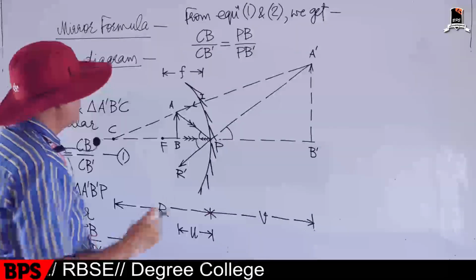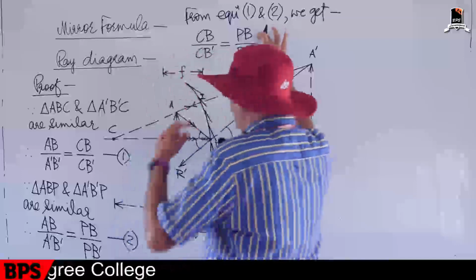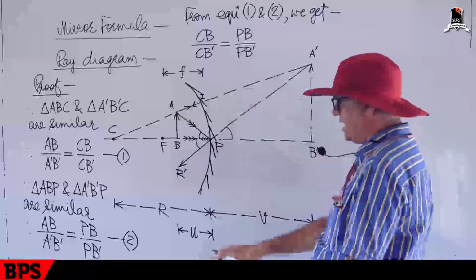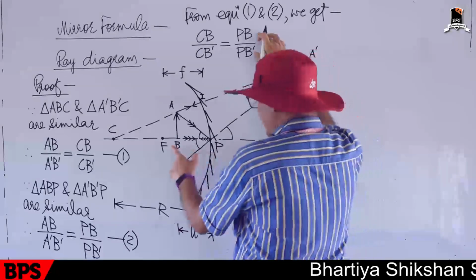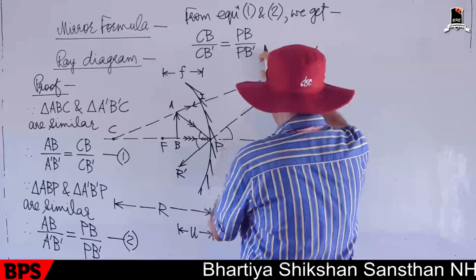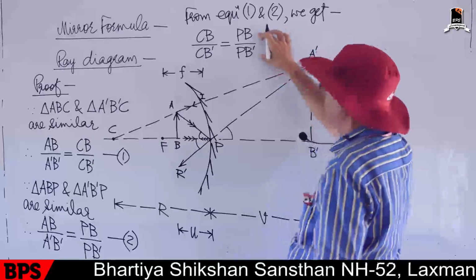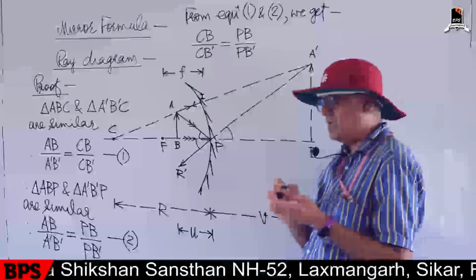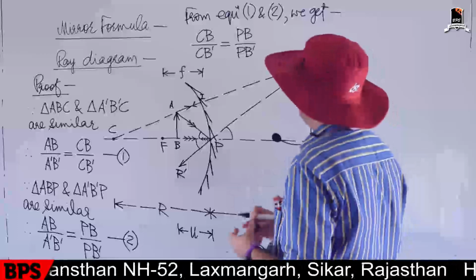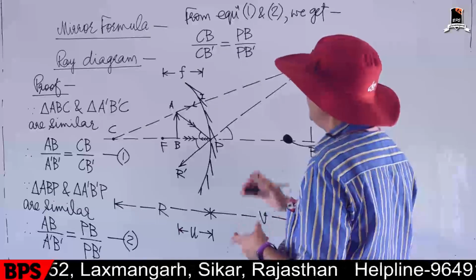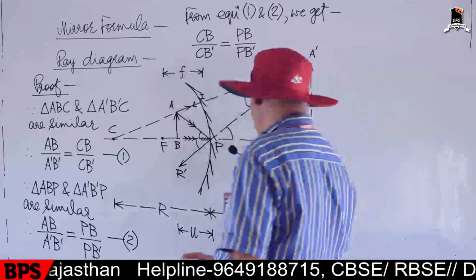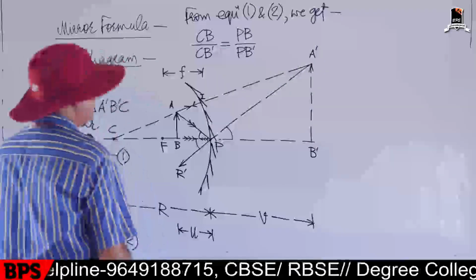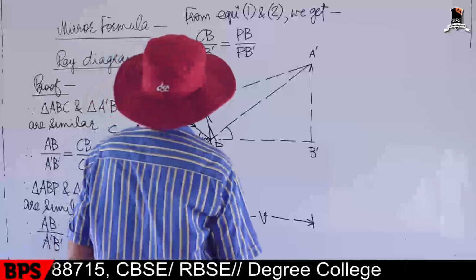Now these two sides are in the form of standard lengths. This PB is U and this PB dash is V. So there is no need to change these lengths. But the left hand side lengths are not in standard form. So we want to change this left hand side. So we can write this equation as follows.